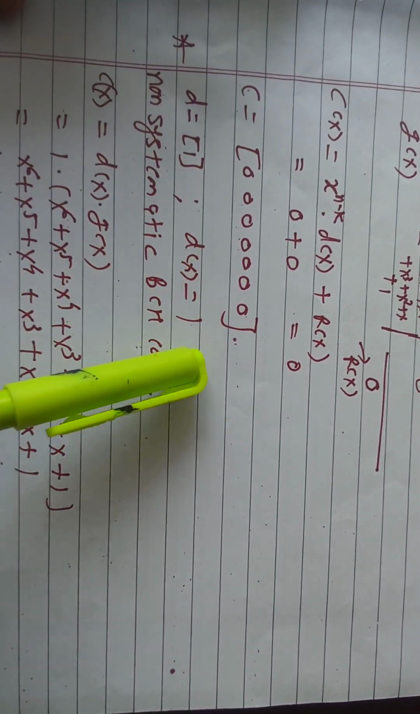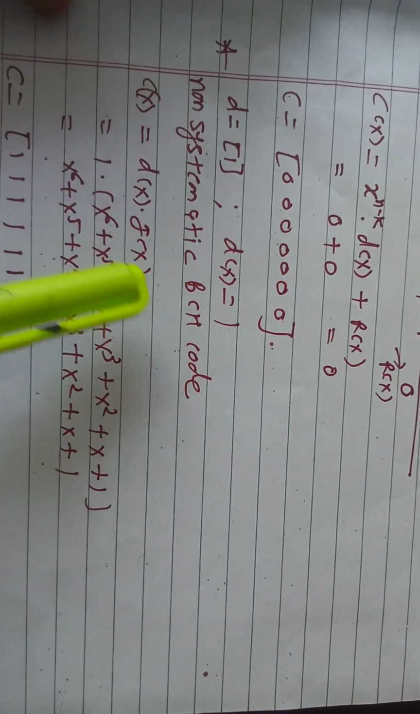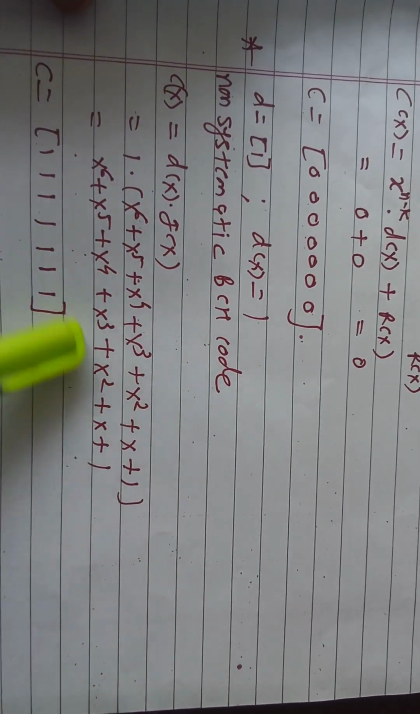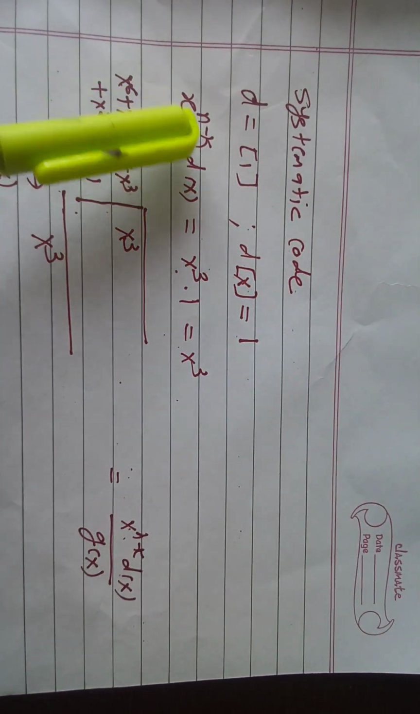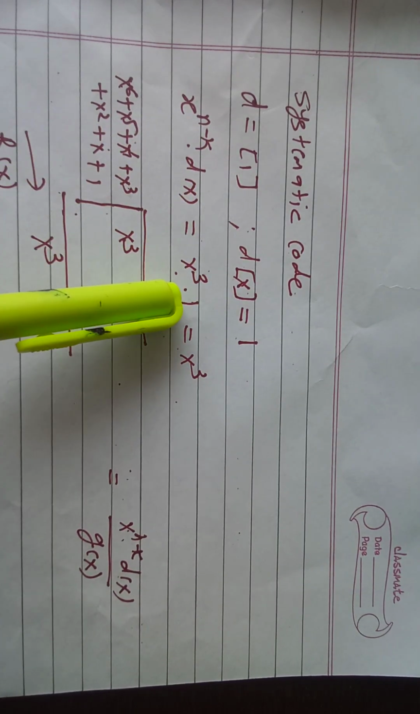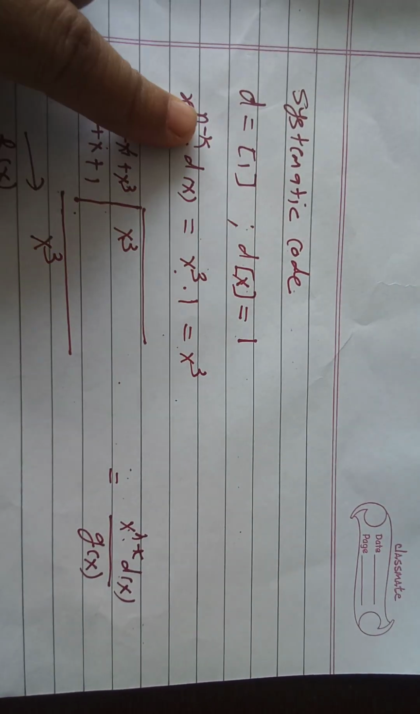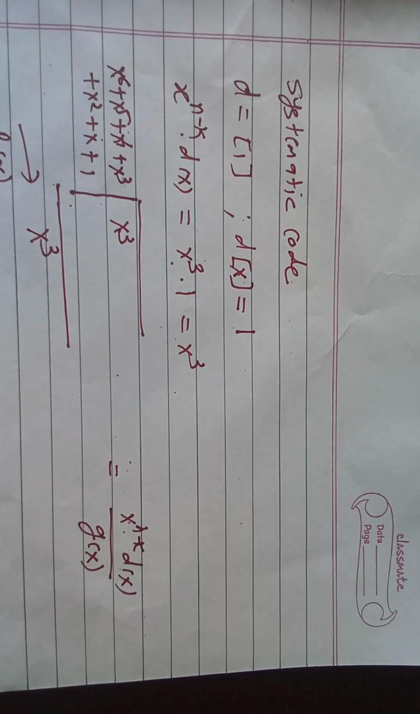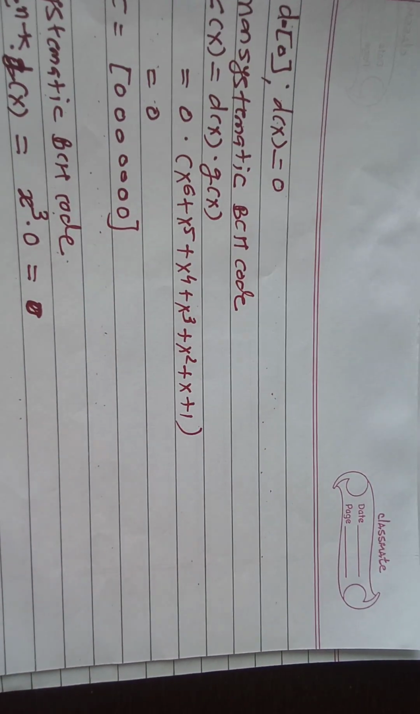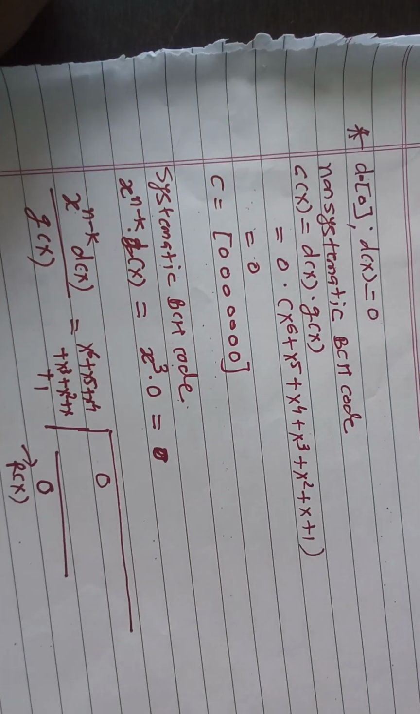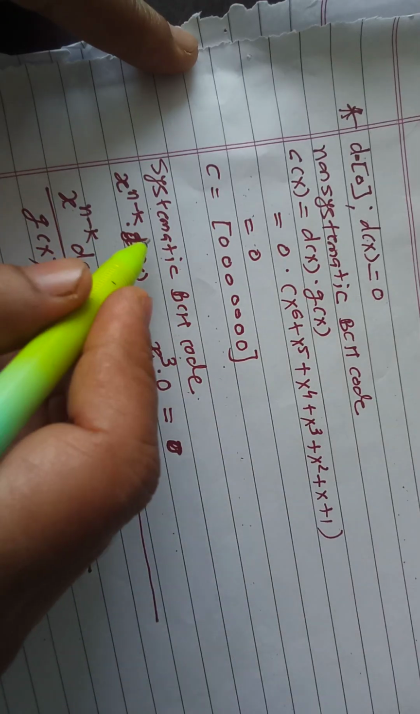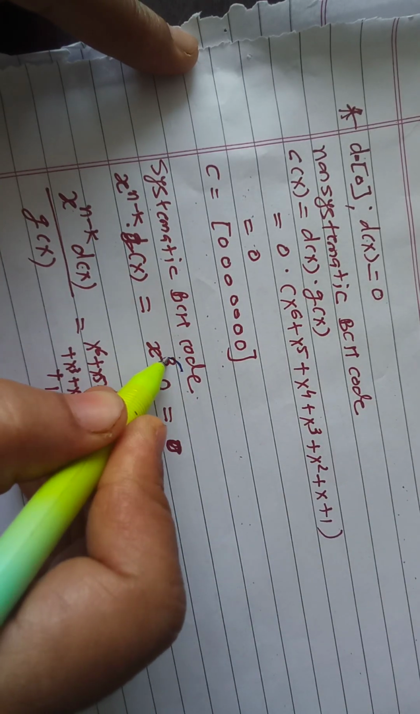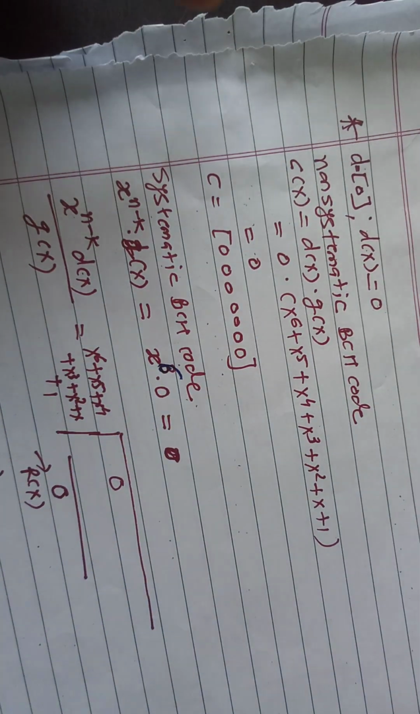So d is equal to 1, dx is equal to 1. Non-systematic BCH code is dx into gx, that is x6, x5, x4, that means all ones. Now systematic code, d is equal to 1, dx is equal to 1. X raised to n minus k dx, x cube. Oh, right. K is different here. K is equal to 1. Yes, k is equal to 1. So 7 minus 1, 6. That's why I was getting wrong there.